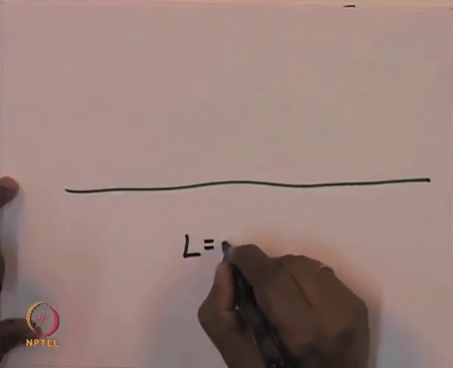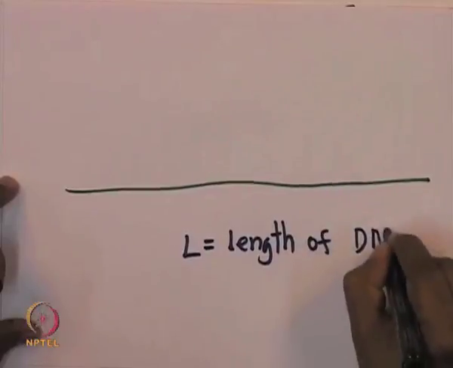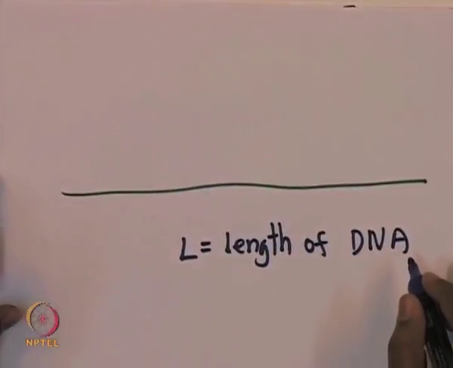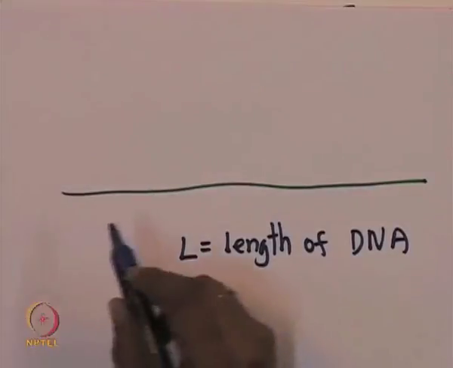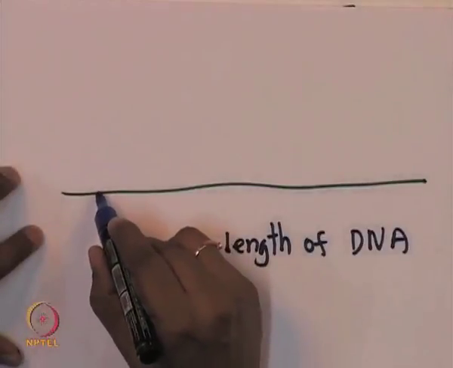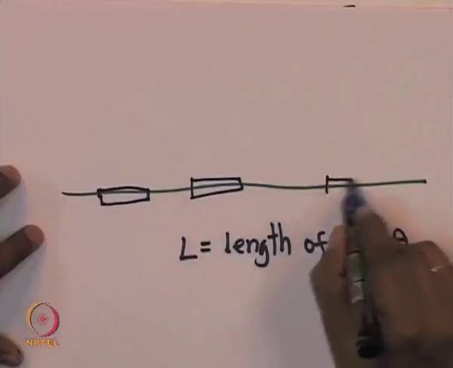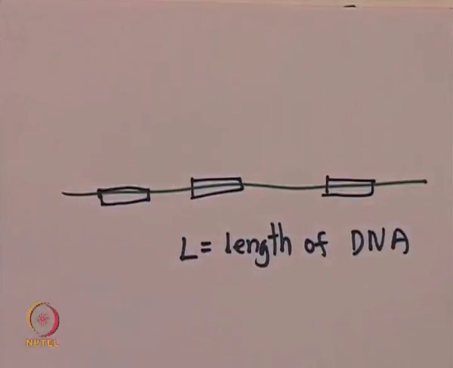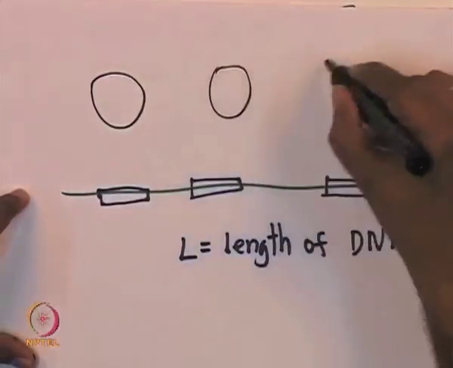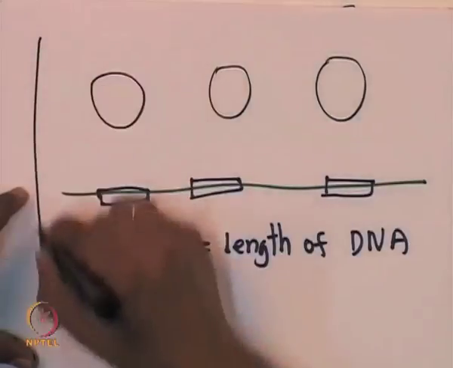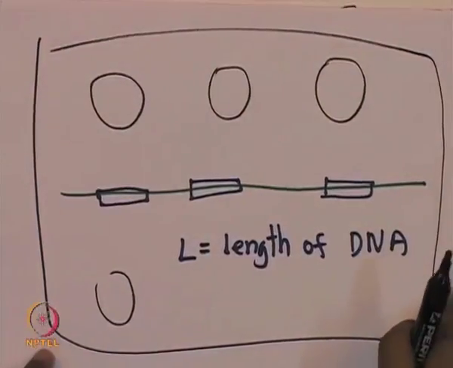So, L is the length of DNA. You take, let us say, 1 kb, 2 kb or a few Mb of DNA, and imagine that there are certain binding sites along the DNA. So, let us say there is a binding site here, there is a binding site here, and there is a binding site here. There are 3 binding sites, and there are various proteins in the solution. So, this is the in vitro situation we are thinking about.